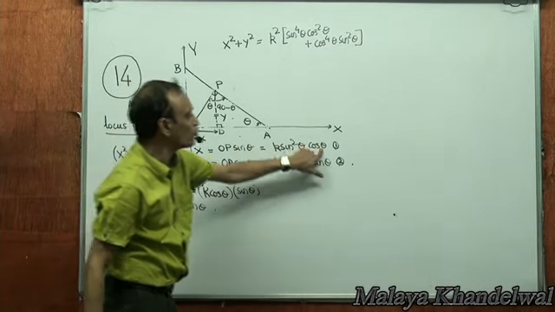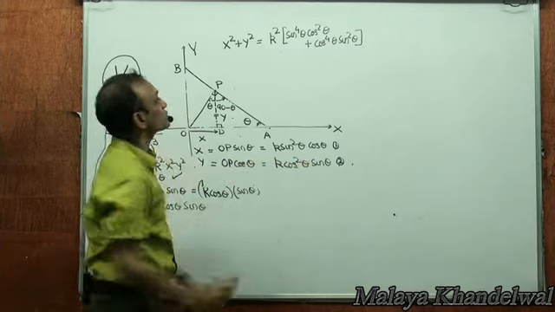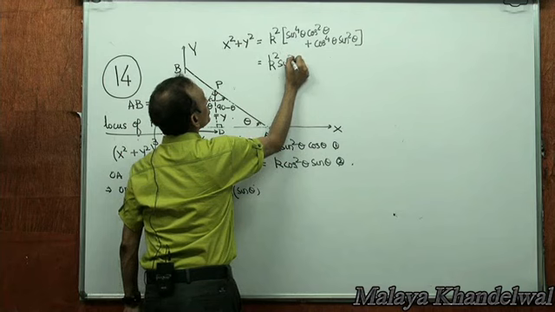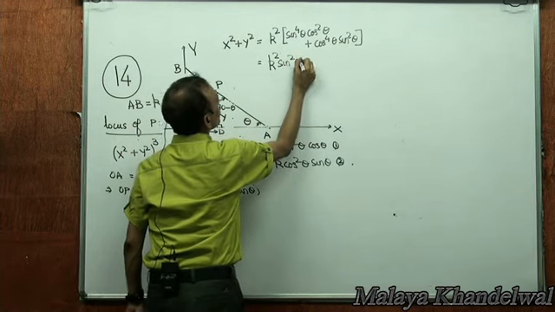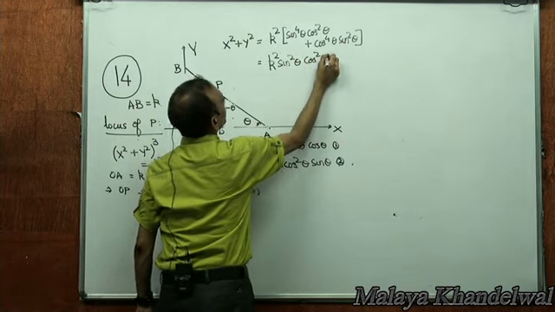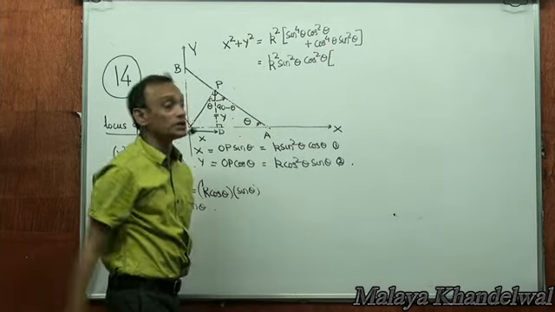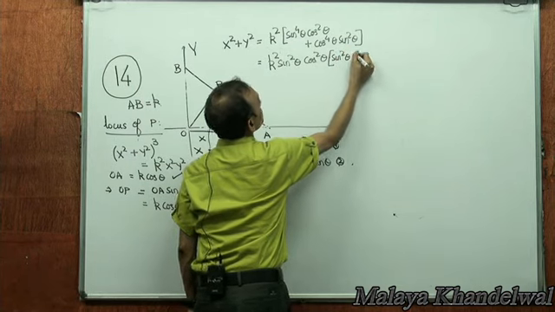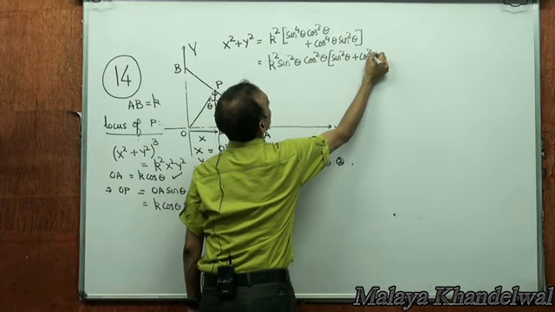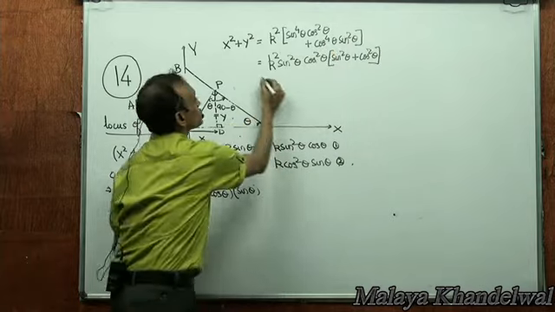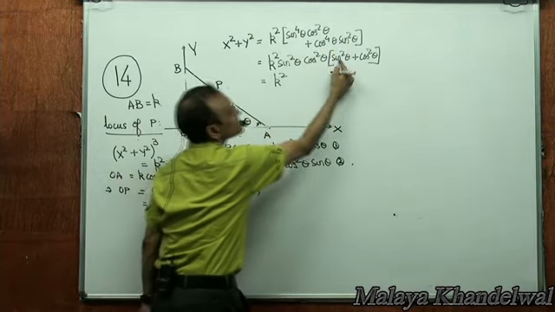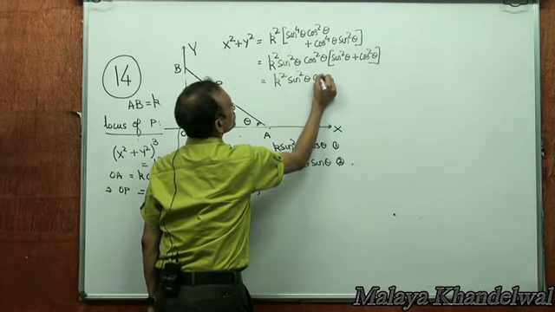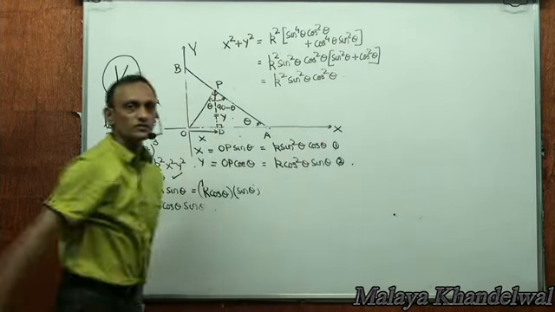K square sin to power 4 cos square theta plus cos to power 4 sin square theta, which is like k squared sin square theta cos square theta. I take common, right? From these two terms, I take sin square theta cos square theta common. Then within the parenthesis, I am left with sin square theta plus cos square theta. Yes or no? Sin square theta plus cos square theta is 1, which gives k squared sin square theta cos square theta. That's x square plus y square.